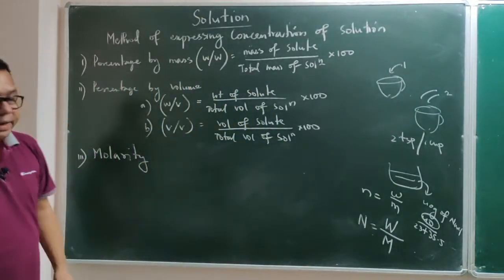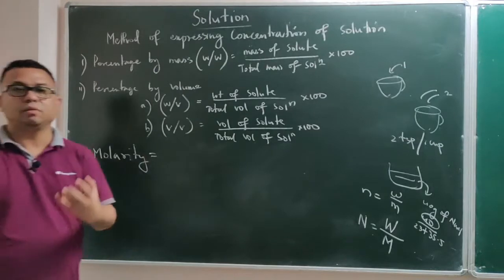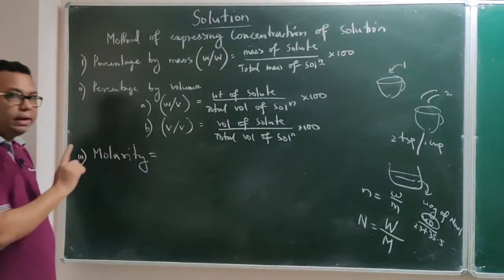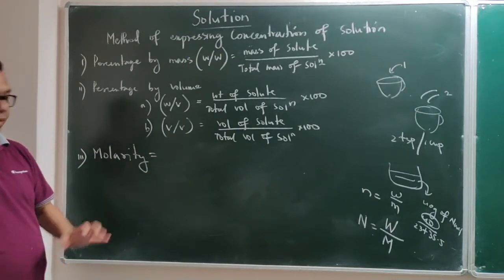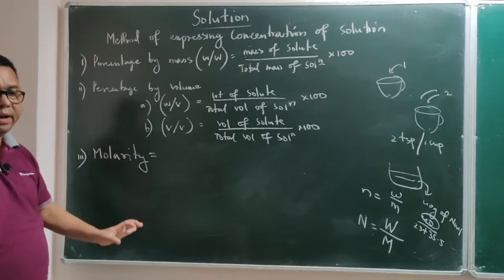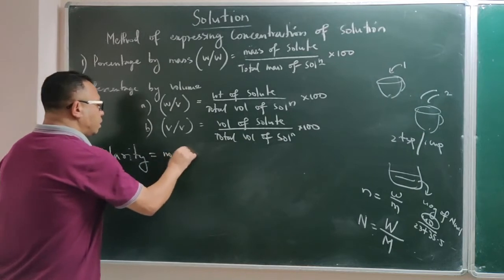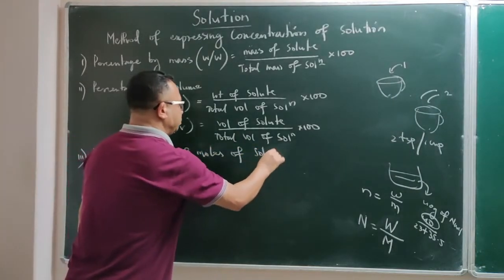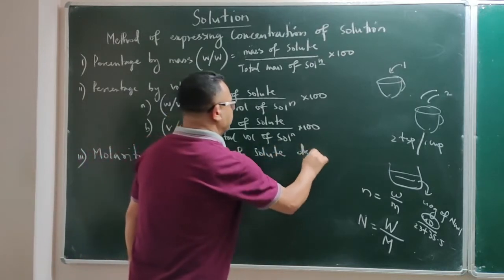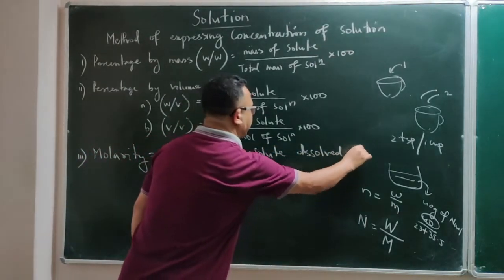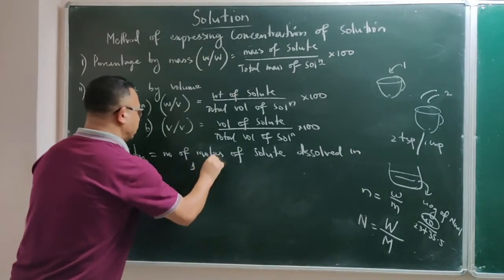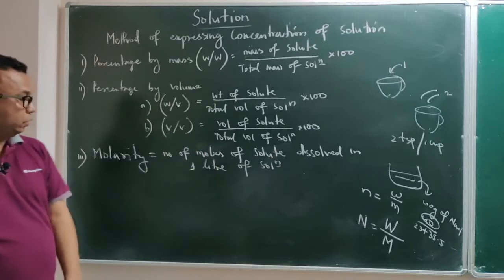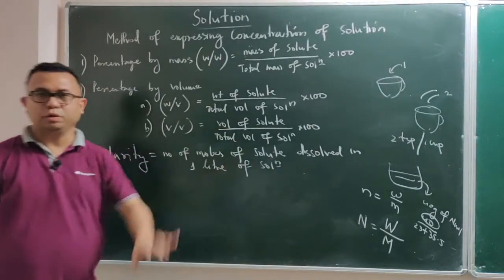Alright, coming back to molarity. Now what was the definition of molarity? We define molarity something like this. Molarity is defined as the number of moles of solute dissolved in 1 liter of solution. So in 1 liter of the solution, how many moles of a solute is dissolved?